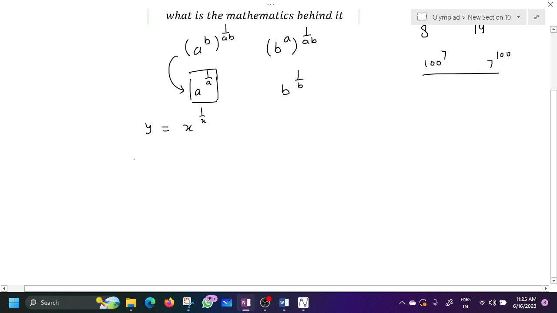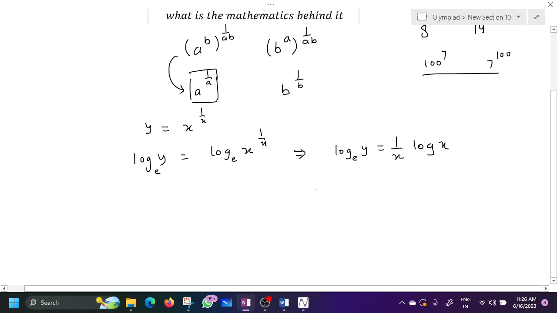So let's take log on both sides, log base e on both sides. So we will get log e of x to the power 1 by x. So this will be converted as log base e of y is equal to 1 by x log x. Let me please write it down again, 1 by x log x.